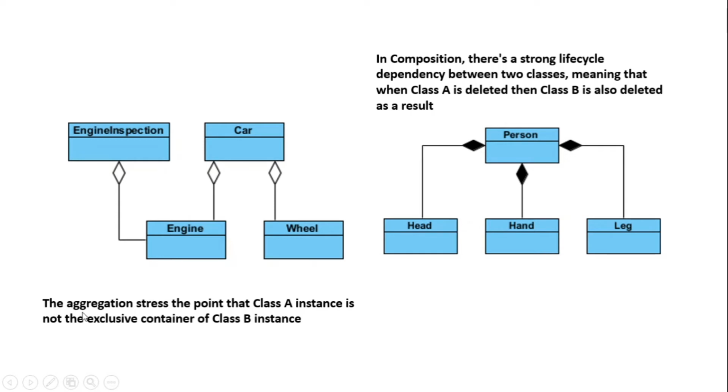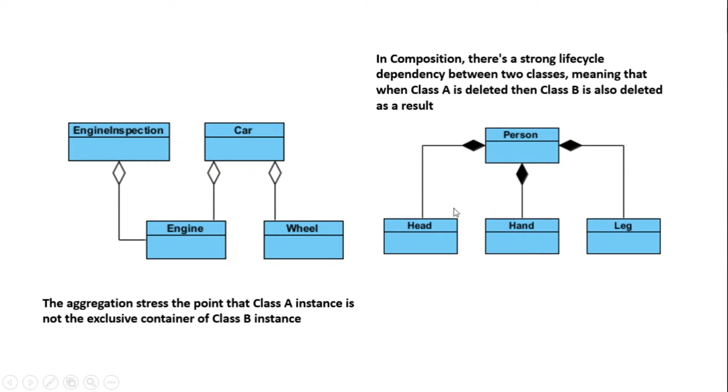You can read this: aggregation stresses the point that a class A instance, which means object, is not the exclusive container of class B. Basically, the car is not the exclusive container of the engine. There's another class that could actually contain the engine as well.